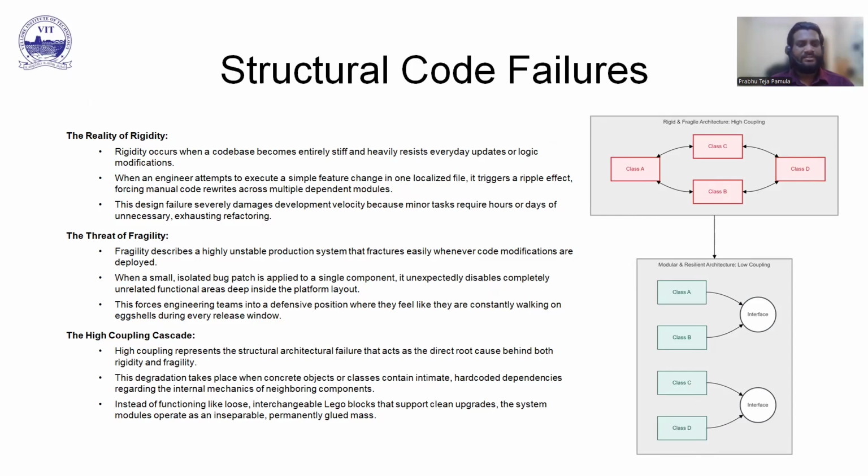The high coupling cascade. High coupling represents the structural architectural failure that acts as the direct root cause behind both rigidity and fragility. This degradation takes place when concrete objects or classes contain intimate hard-coded dependencies on the internal mechanisms of neighboring components. Instead of functioning like loose, interchangeable Lego blocks that support clean upgrades, the system modules operate as an inseparable, permanently glued mass.